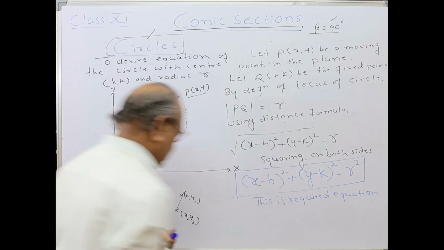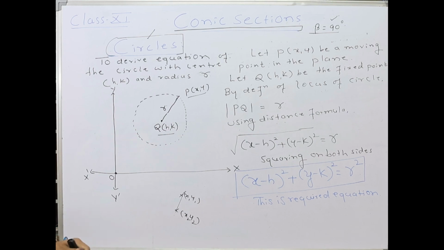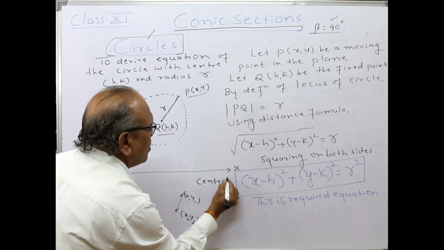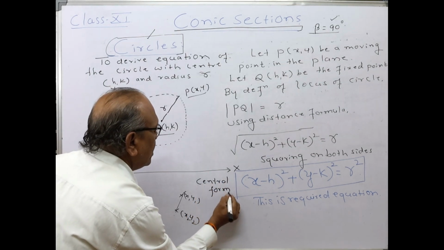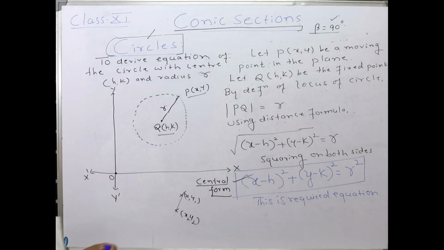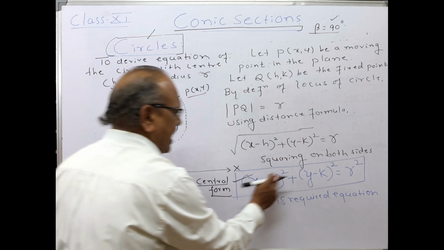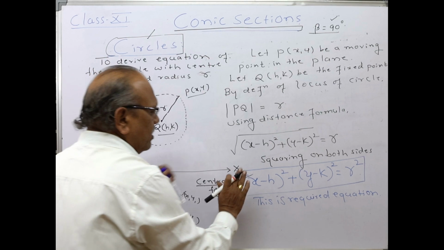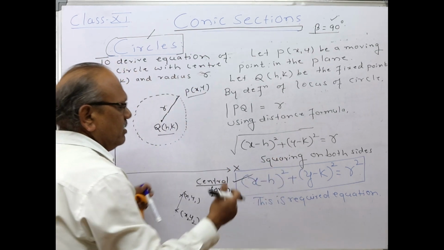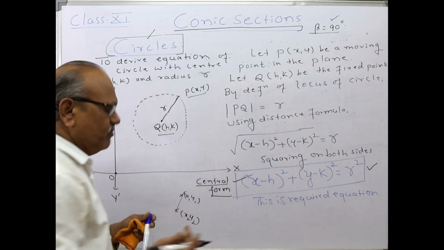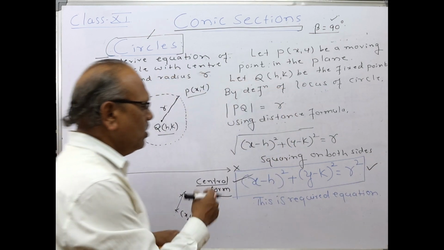I hope you understood the derivation, a simple derivation of the equation of a circle. This particular form of the circle is called the central form of the circle. There are different forms of the circle, and this is one of them, with (h, k) as the center and radius r. Remember this standard form. By comparing with this standard form, we are going to get the details and solve the problems. Let us see a few elementary types of problems on this circle.